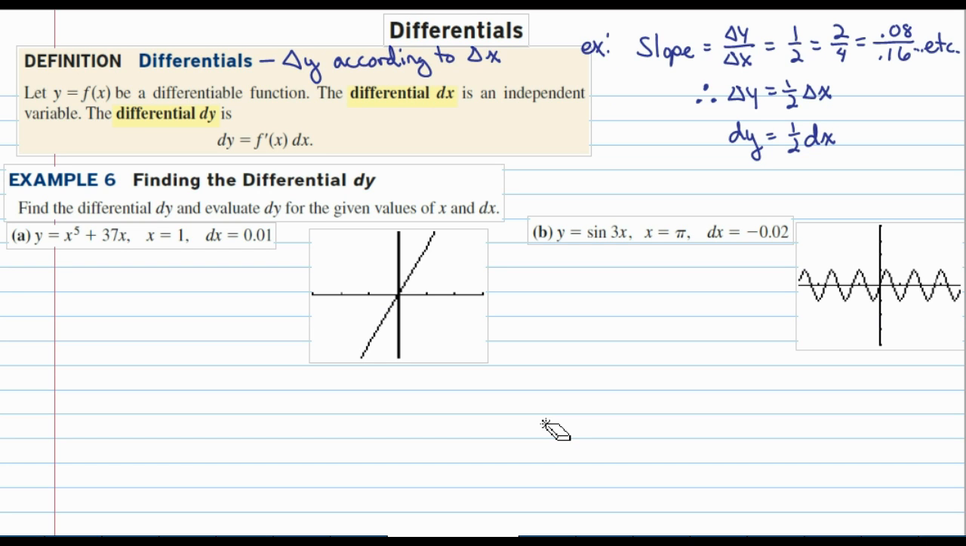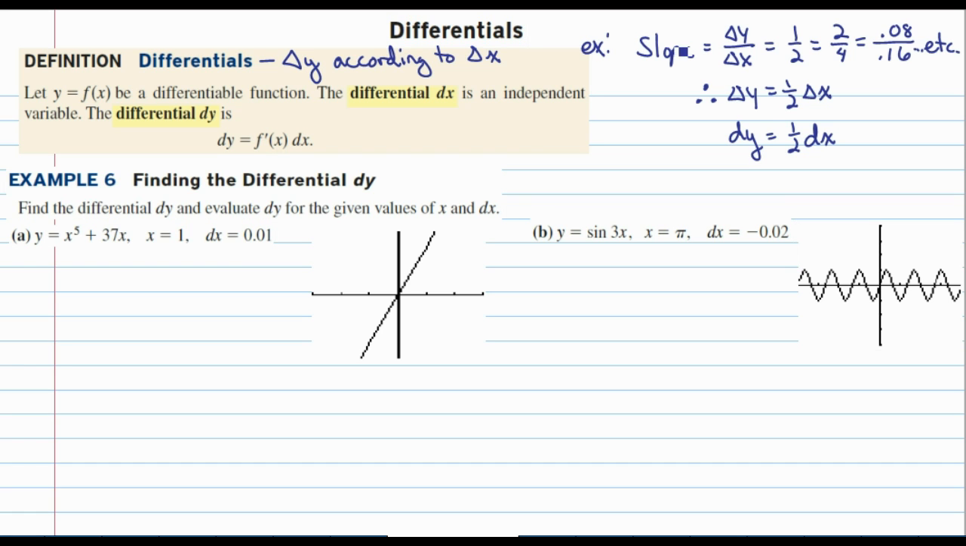A differential is a change in y according to a change in x, and we've been calling the change in y dy and the change in x dx. So, for example, over here the slope is delta y over delta x, or dy/dx. Say that's 1/2, or 2/4, or 0.08 over 0.16, whatever it is. If you multiply both sides by the change in x, the change in y is 1/2 the change in x. So dy, the differential y, is 1/2 the differential dx. Every change in y is 1/2 the change in x.